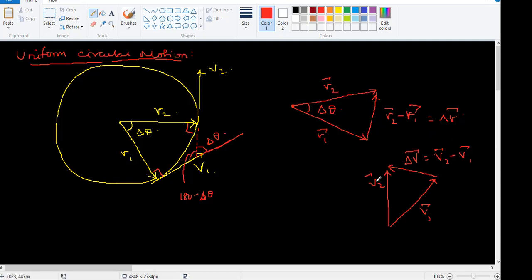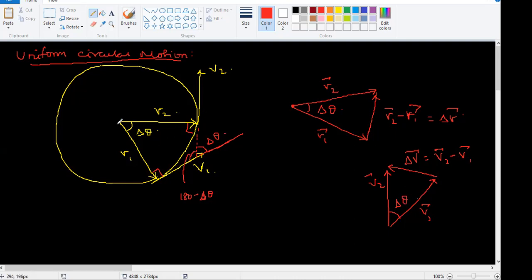Any questions in this diagram? So this is the main diagram. We are extending this, drawing this separately, so that you can understand the diagrams. What did I say about the angle between V1 and V2? It is del theta. So if this is del theta, this is also del theta.